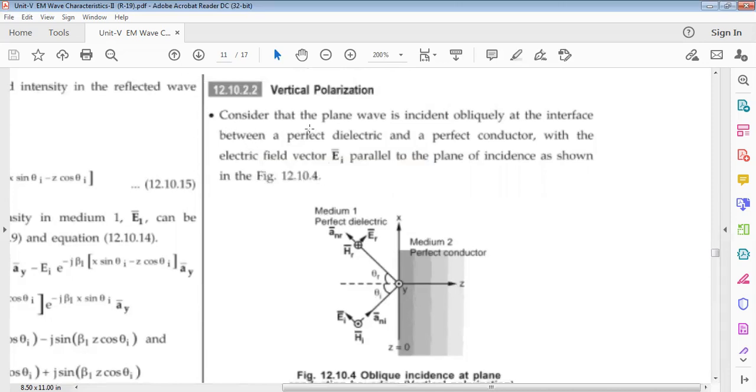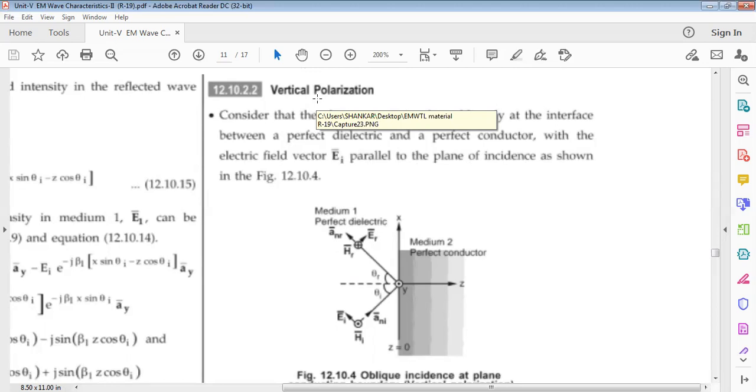Vertical polarization. Consider the plane wave is incident obliquely at the interface between the perfect dielectric and perfect conductor. The dotted line shows the perfect conductor, and the left-hand side we can call the dielectric. As shown in the figure, with the electric field vector EI bar parallel to the plane of incidence. EI parallel means vertical. EI perpendicular means horizontal polarization.